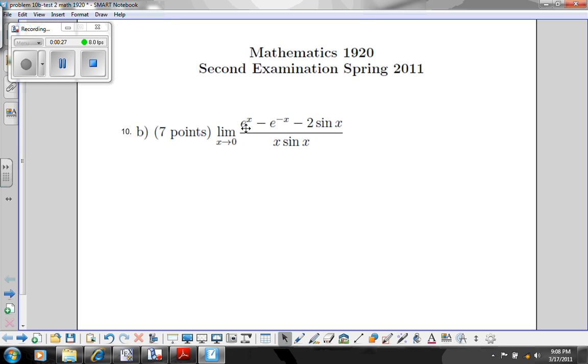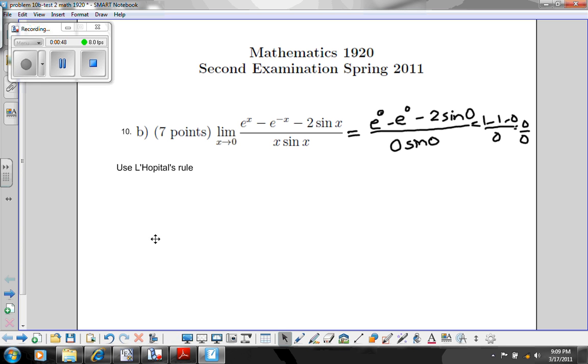So let's do that. We get e^0 minus e^(−0) minus 2 sin 0, over 0 times sin 0. So what does that give us? That gives us e^0, which is 1, minus 1, minus 2 times 0, over 0 times sin 0. And sine of 0 is just 0. So we get 0 over 0. So that means that we can actually go and use L'Hopital's rule. So let's use L'Hopital's rule.